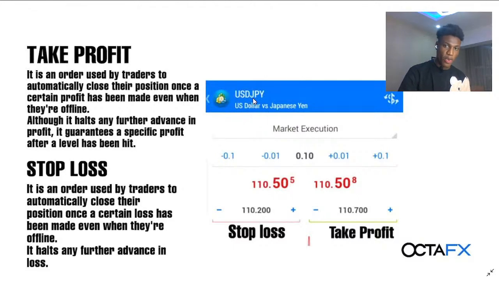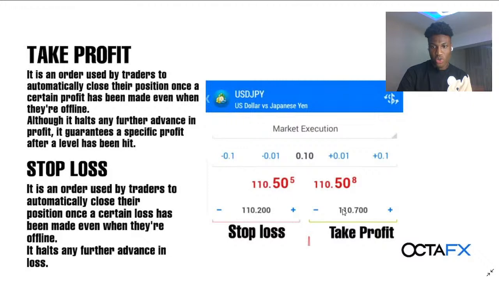Let's take USDJPY as a case study, valued at 110.50. Remember how to calculate JPY pairs? You start from the second digit after the decimal point, right? Good. So let's say I'm hopping on a buy on USDJPY, and I want to take profit at 20 pips. Simple. I start from the second digit after the decimal point, add my 20, and it's going to give me this.